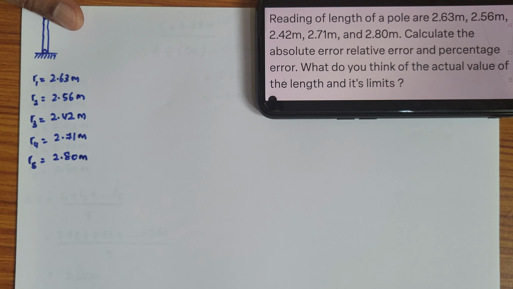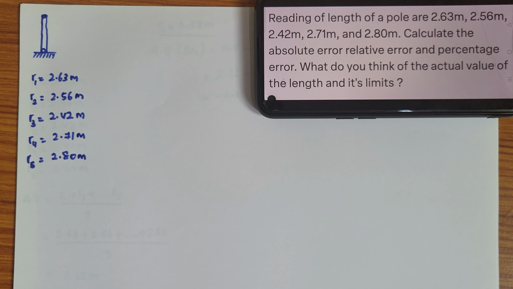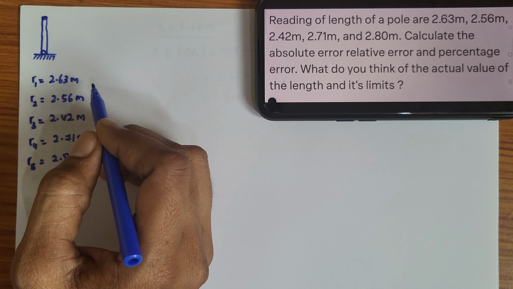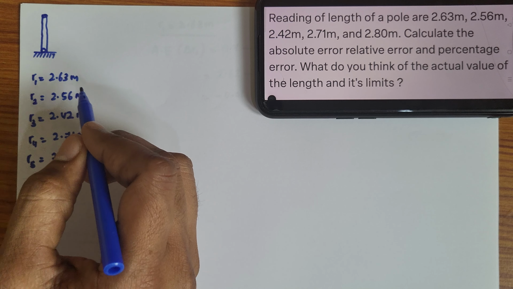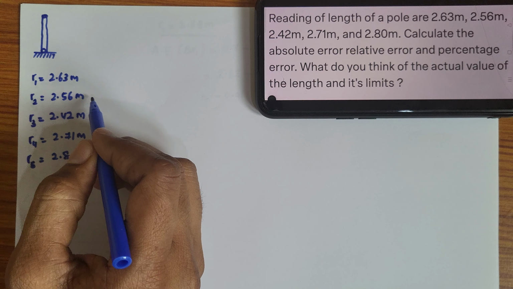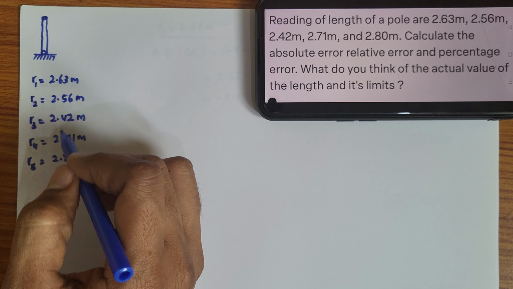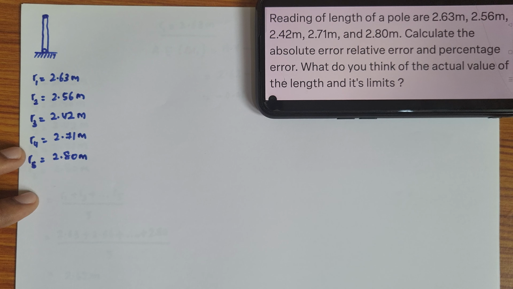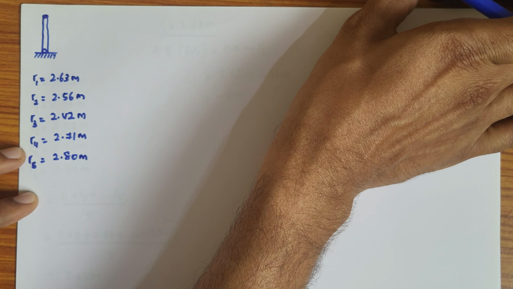Now we have to find out what is the actual value of the length of the pole, and also we have to find the absolute error, relative error and percentage error of each value. For this reading, what is the absolute error, relative error, percentage error? Similarly, for all the readings, we need to find all the errors. Okay, let us find out now.